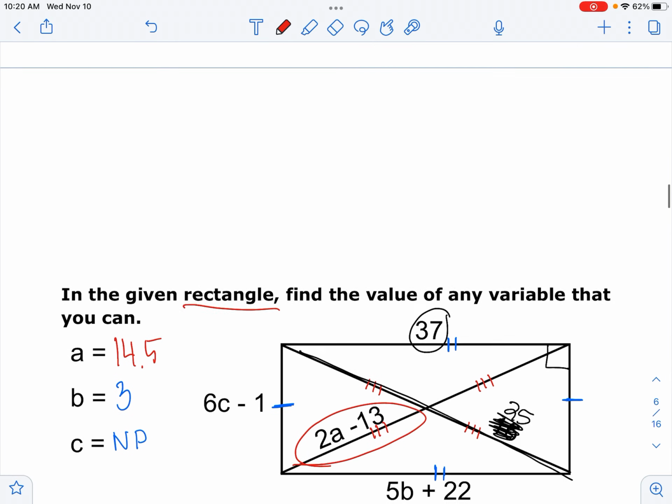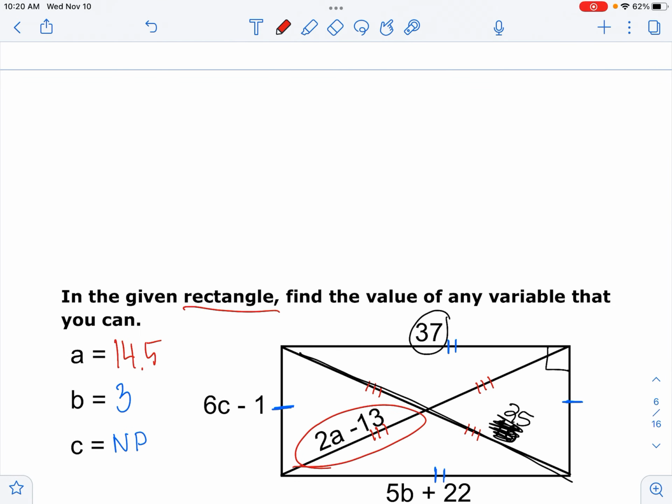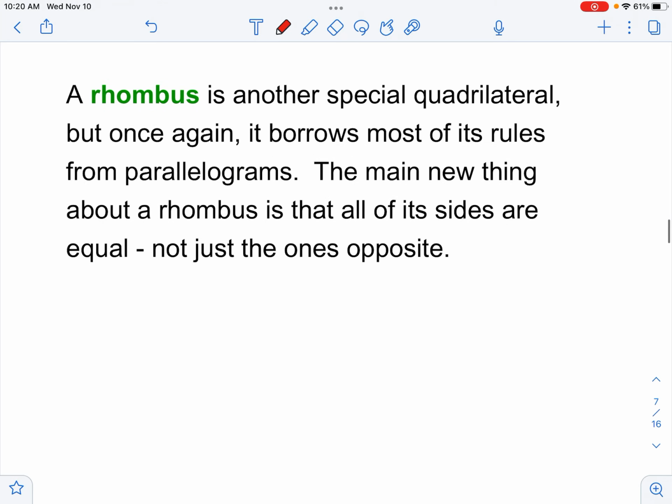All right, so to recap on rectangles, rectangles have all the properties of parallelograms. Opposite sides are congruent. Opposite angles are congruent. Angles next to each other are supplementary. Diagonals bisect each other. Opposite sides are parallel. But the rectangle has 2 extra properties. It has 4 right angles, and the diagonals are congruent. Therefore, those 4 pieces of diagonals are all congruent.